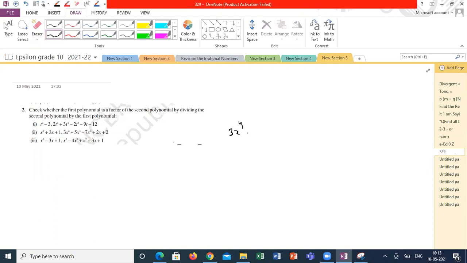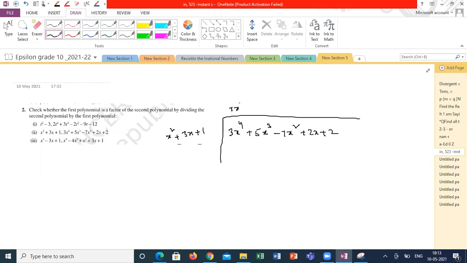3x power 4 plus 5x cube minus 7x square plus 2x plus 2, dividing with x square plus 3x plus 1. 3x square: 3x power 4 plus 9x cube plus 3x square. Subtracting, 5 minus 9 is minus 4x cube. Minus 7 minus 3 is minus 10x square plus 2x.